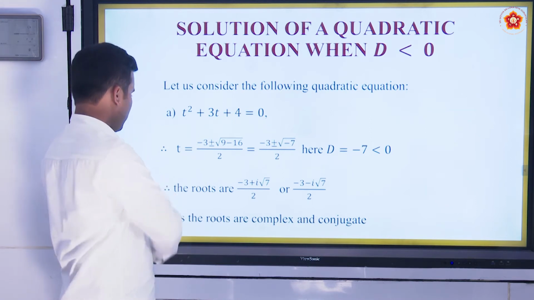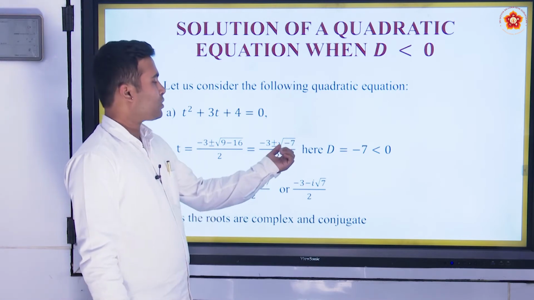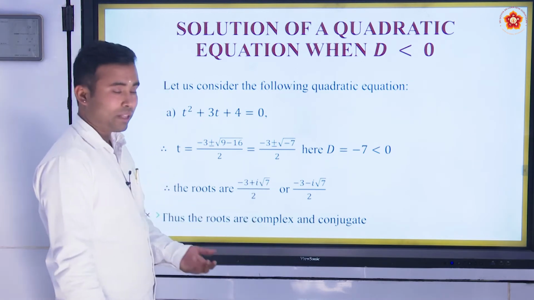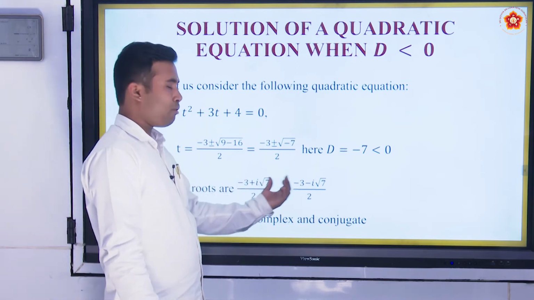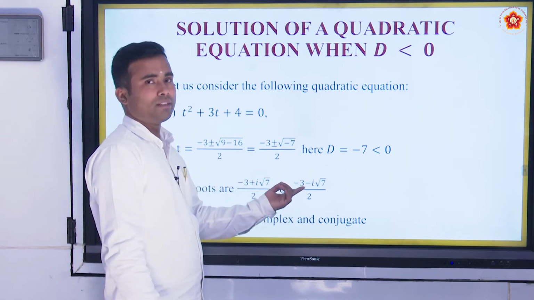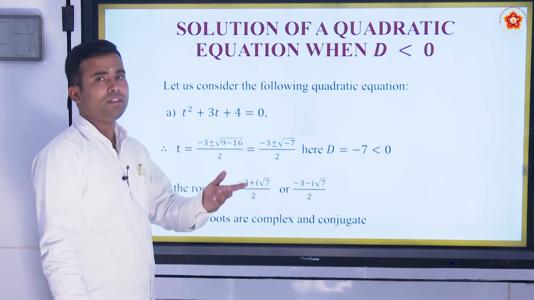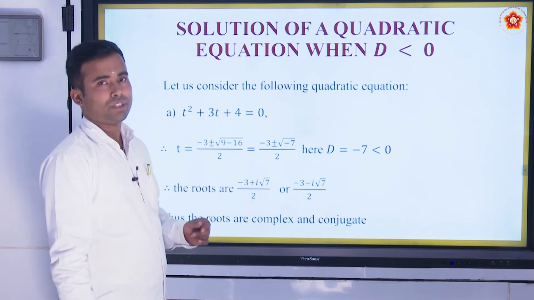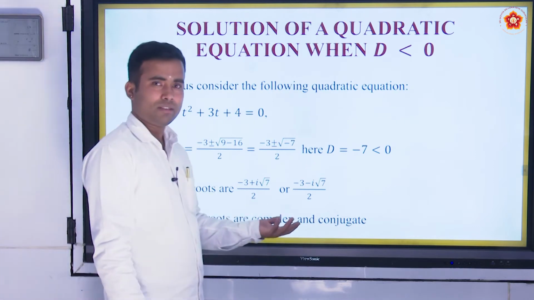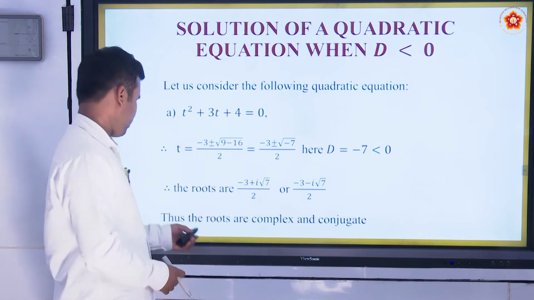So, hence we got the roots here, that is minus 3 plus or minus the square root of minus 7. I can write that as i into root 7, as you know, and the other one is its complex conjugate, right? Here is plus and for the other root you get minus. I will talk about whether, if the roots are complex, it is necessary that they will be complex conjugates of each other. We will see that. Thus, the roots are complex and they are also conjugate to each other.